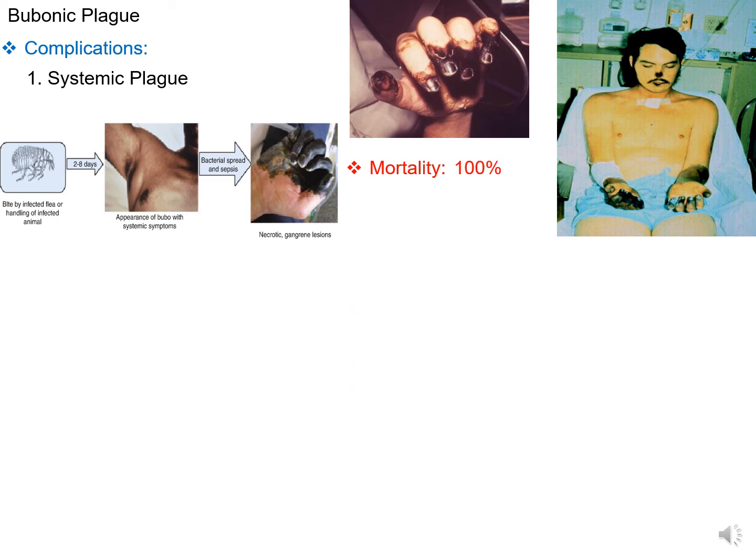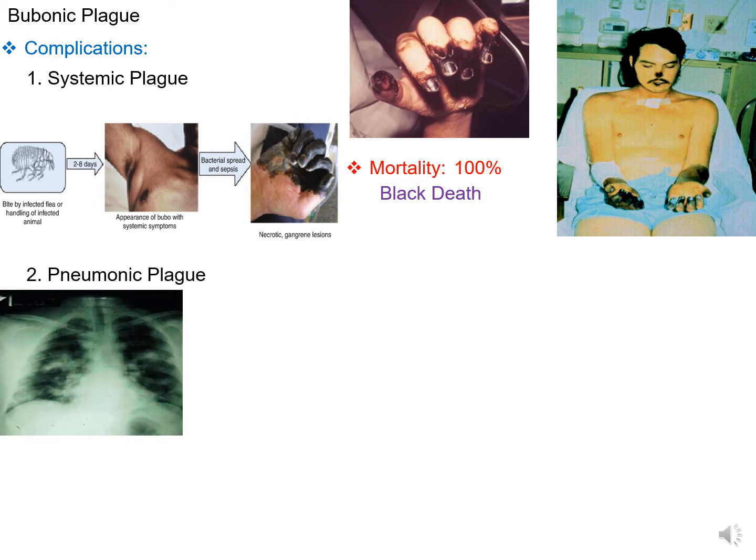So we have to stop this disease before it spreads. The other complication is pneumonic plague. Now, with pneumonic plague, it gets into the lungs. Now, systemic plague we referred to as the Black Death because we would see it all over the skin. Pneumonic plague you can't see, but you can see the signs and symptoms as people are coughing, and you will see necrosis in other areas.